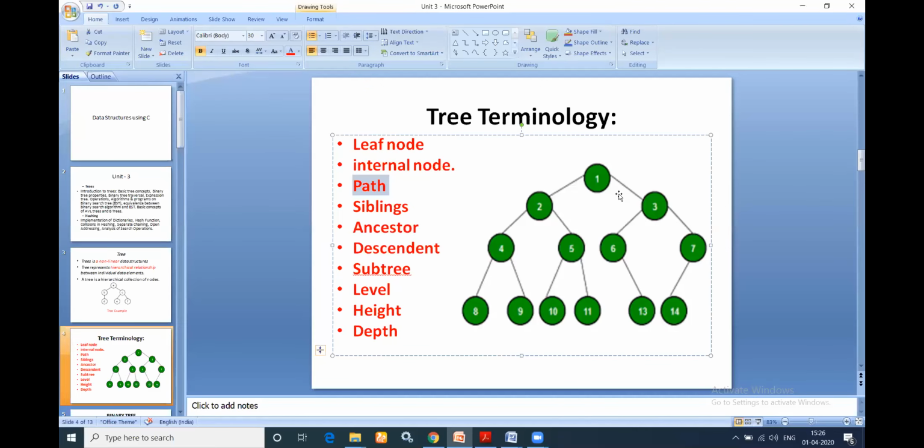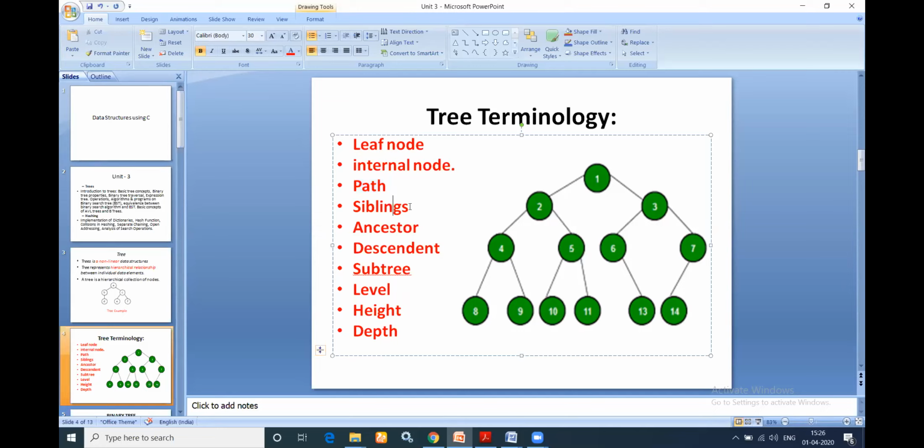Okay. So for example, I want to reach 14. What is the path? 1, 3, 7, 14. This is the path. So there will be only one path in a tree. If I want to reach any node from the root, there will be only one path. There is no other path. If I want to reach 11, the only path is 1, 2, 5, 11. This is the path to reach the node 11.